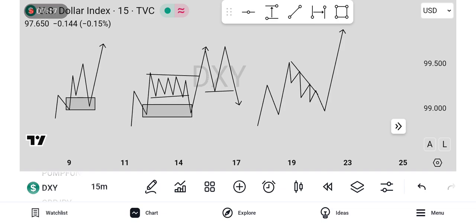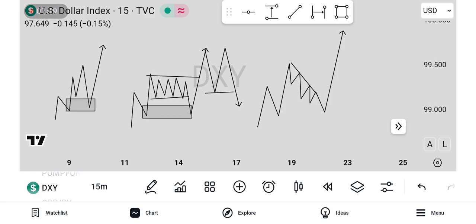So if you can master these three liquidity concepts, you can easily spot out where to take entry in the market.